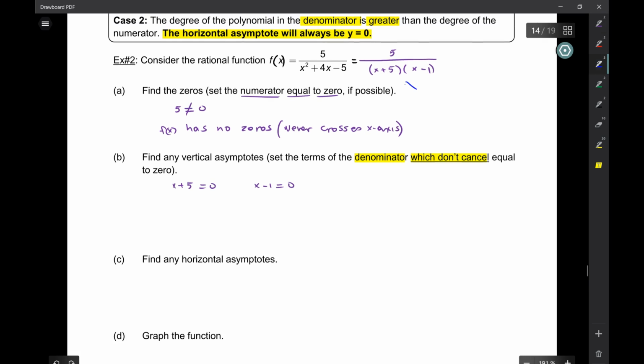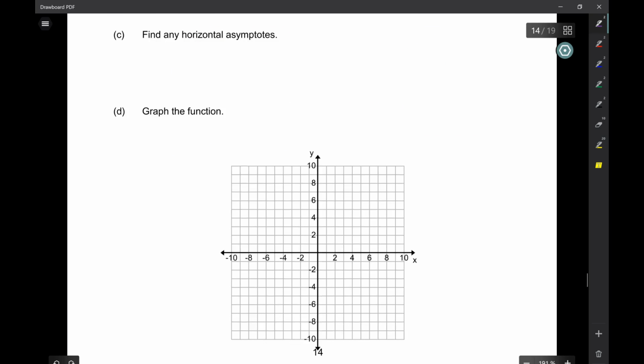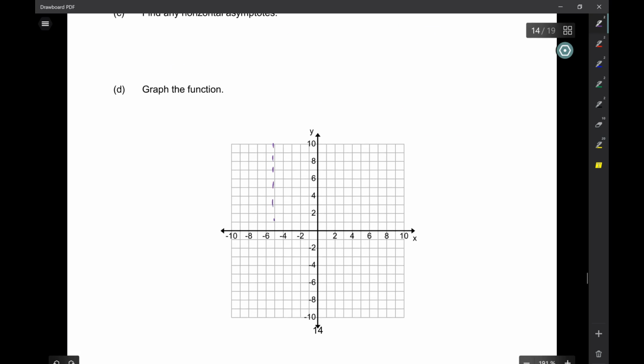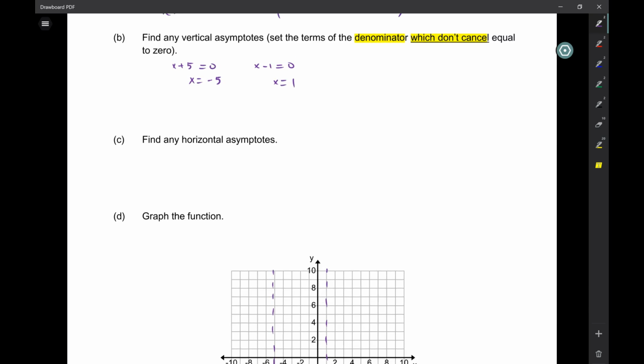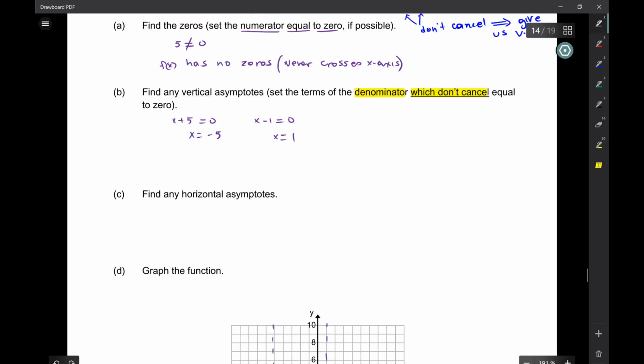Let's put a note here. These don't cancel, which means they give us vertical asymptotes. VA is my vertical asymptote symbol. So x equals -5 and x equals 1. Those are my vertical asymptotes. So I go to -5 and 1. Oh my gosh, we have 3 regions, 2 vertical asymptotes. Holy moly.